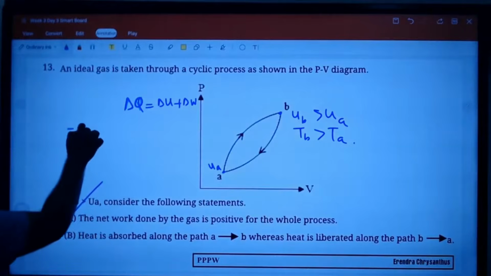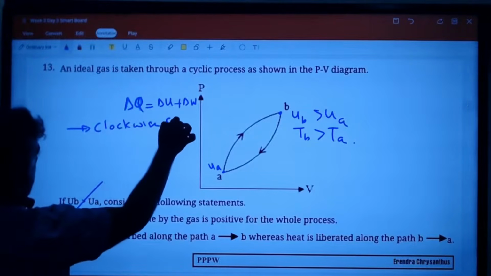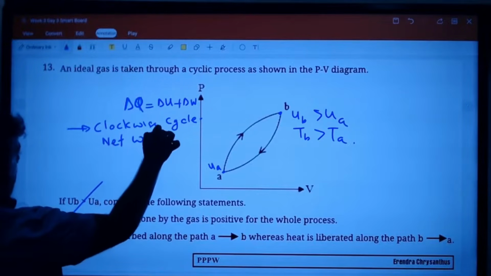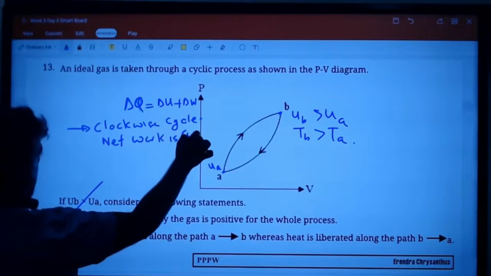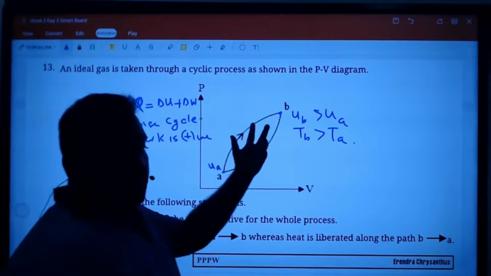So these are your points. Clockwise cycle, net work is positive. Right. So anti-clockwise cycle, net work is negative.